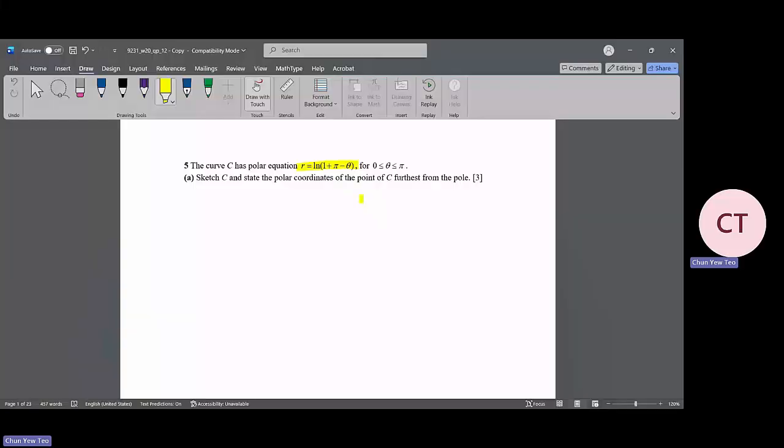r equals ln of 1 plus pi minus theta, where theta is between 0 and pi. Question 5a, they want you to sketch the curve C and state the polar coordinates of the point on C that is furthest from the pole. So what you need to do for this question is build the table.